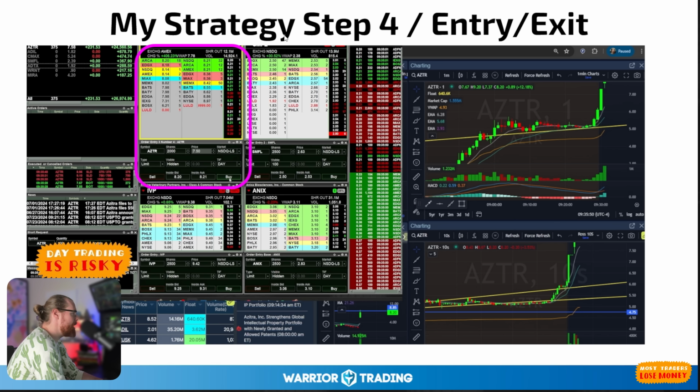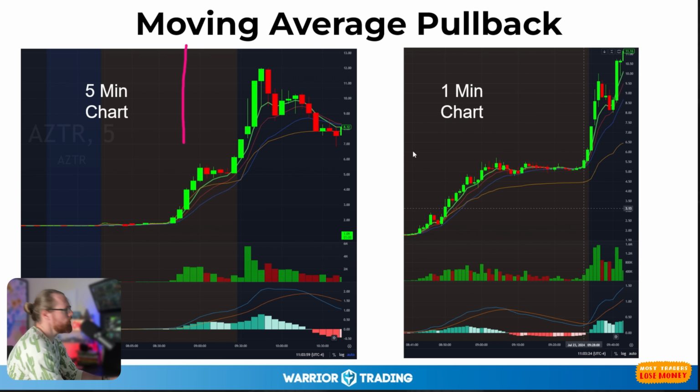So the next step is moving into your order entry window and actually executing the trades. So this is what my order entry window looks like. I've got my buy and sell orders down here. This is the level 2 where I can see the depth of the market, and this is where I'm actively trading. So now let's talk about the moving average pullback strategy trade that I took on AZTR.